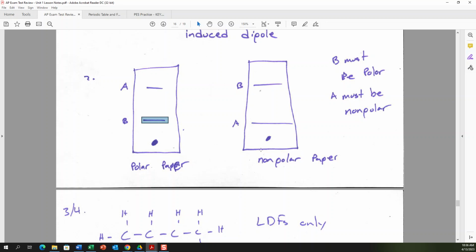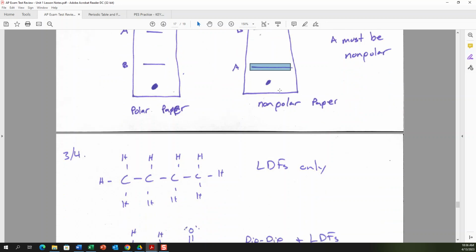But then if we change the paper to nonpolar, that means the nonpolar thing is not going to move as fast, and the more polar thing is going to move faster. So based on this, we know that B must be more polar than A, or maybe B is polar and A is nonpolar, right?